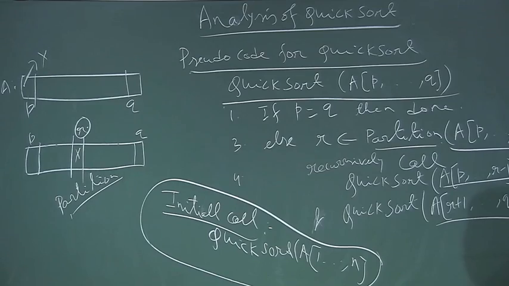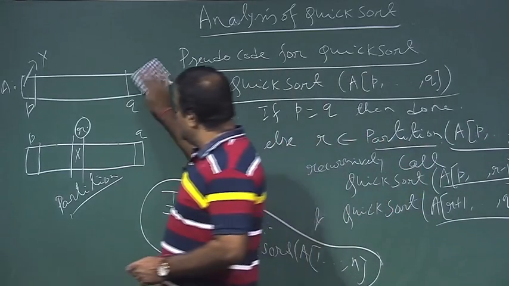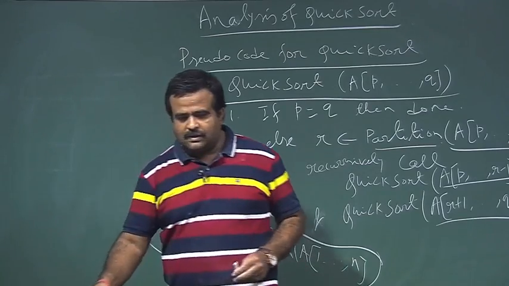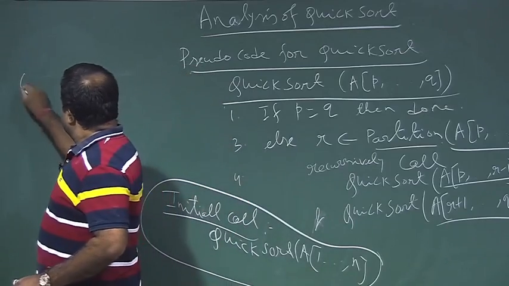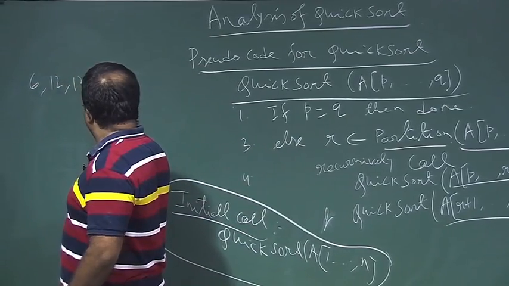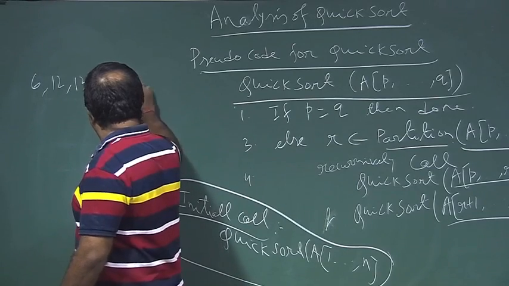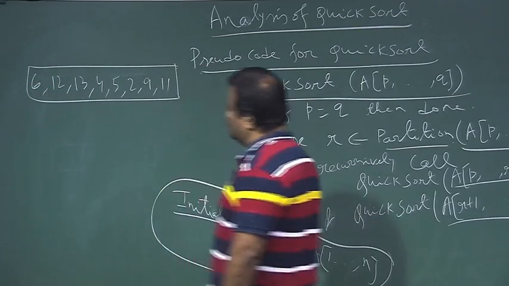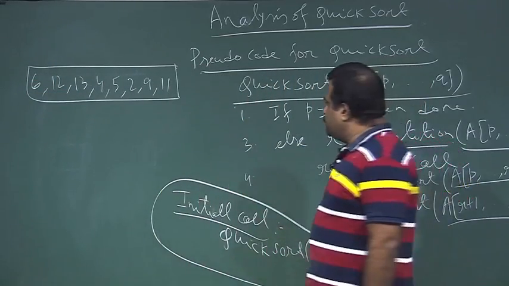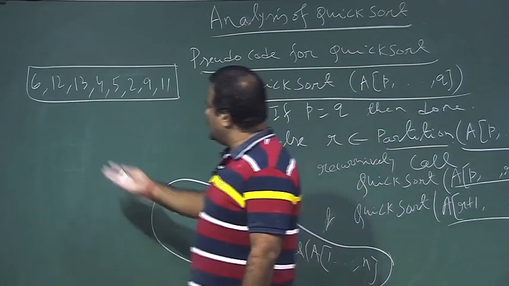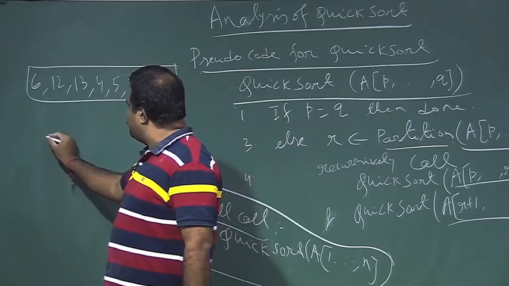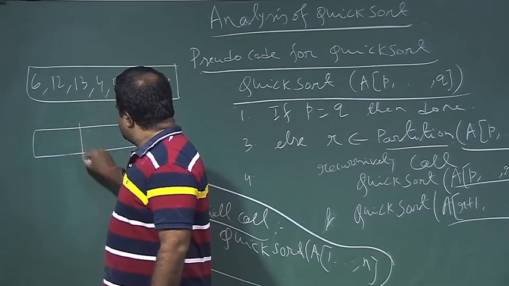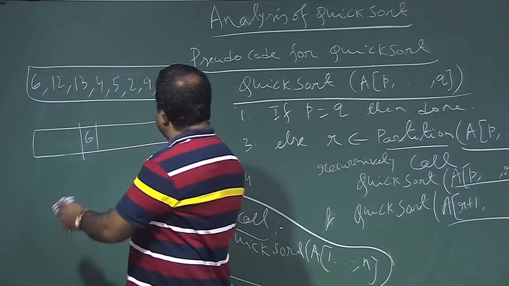Now let us take an example. Say 6, 12, 13, 4, 5, 2, 9, 11. Suppose this is our input, and we have to apply quicksort on this. On this input, we first apply the partition algorithm. It will partition the array into two parts. It will put 6 somewhere here, and divide into two parts.